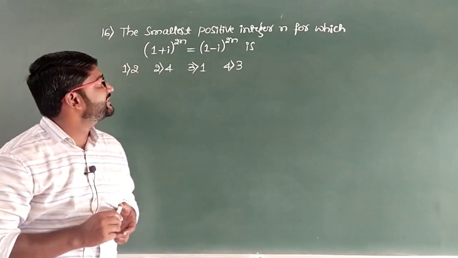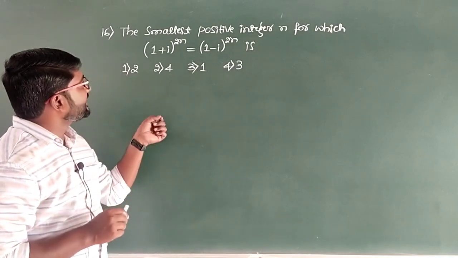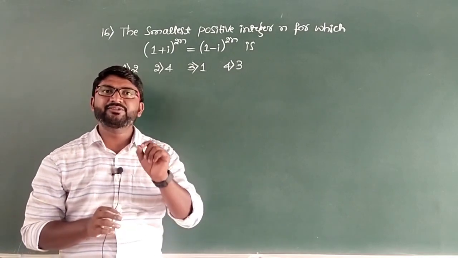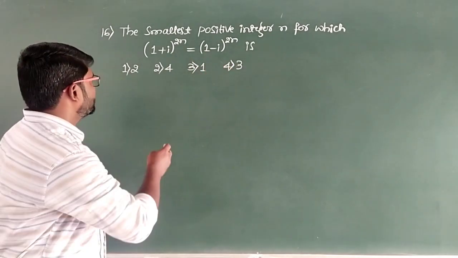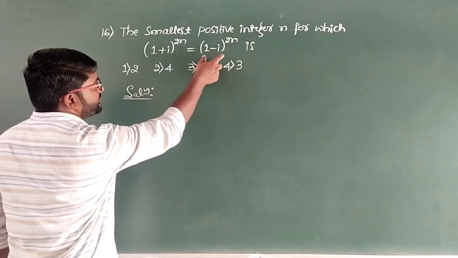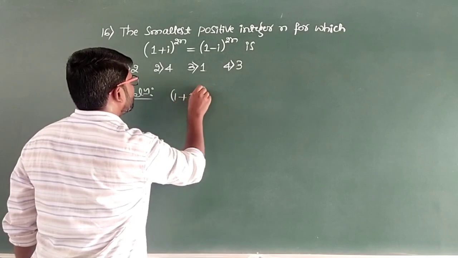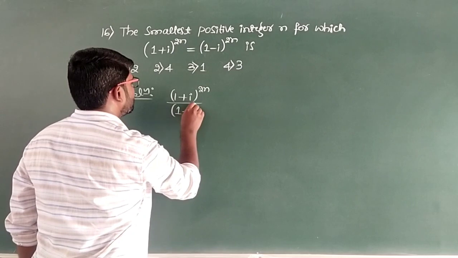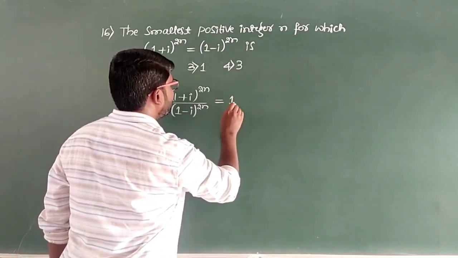Well, the question number 16, it is, the smallest positive integer n for which (1 plus i) to the power 2n is equal to (1 minus i) to the power 2n is. That means for what value of n we get LHS equal to RHS. So let us go ahead with the solution here. So I will take this to the left hand side, it goes to the denominator. Overall we get (1 plus i) to the power 2n divided by (1 minus i) to the power 2n, this is equal to 1. We have 1 in the right hand side.